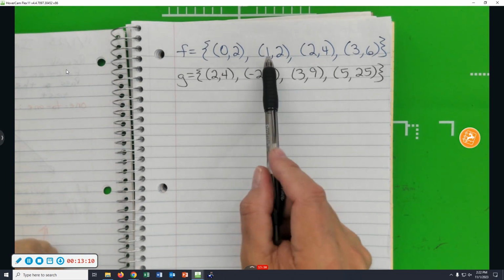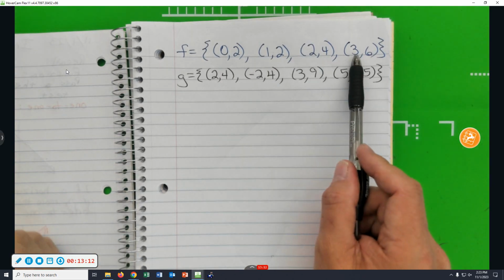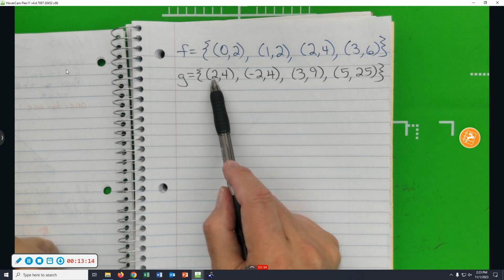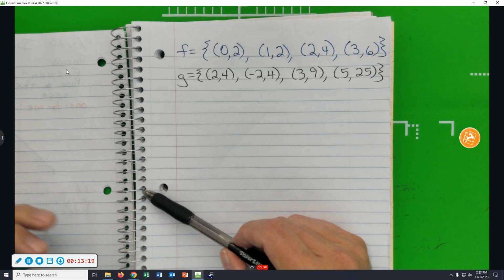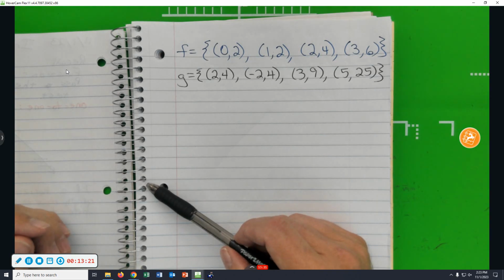Okay, I've written out two functions, and notice they are both functions. In f, there's no repeated x values. In g, there's no repeated x values. So they're both functions. Let's form their inverses.